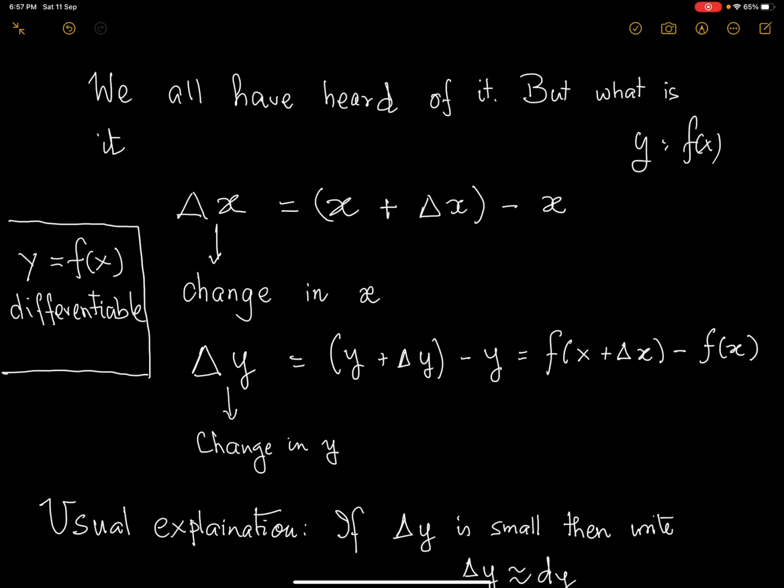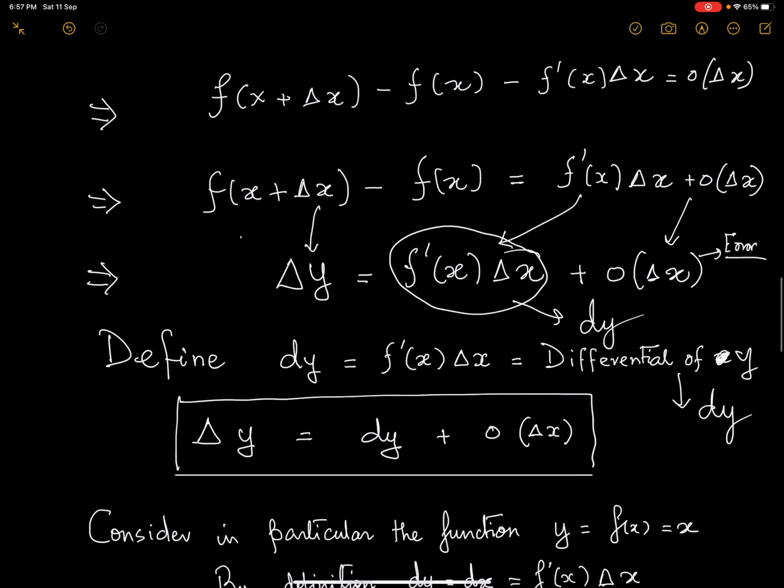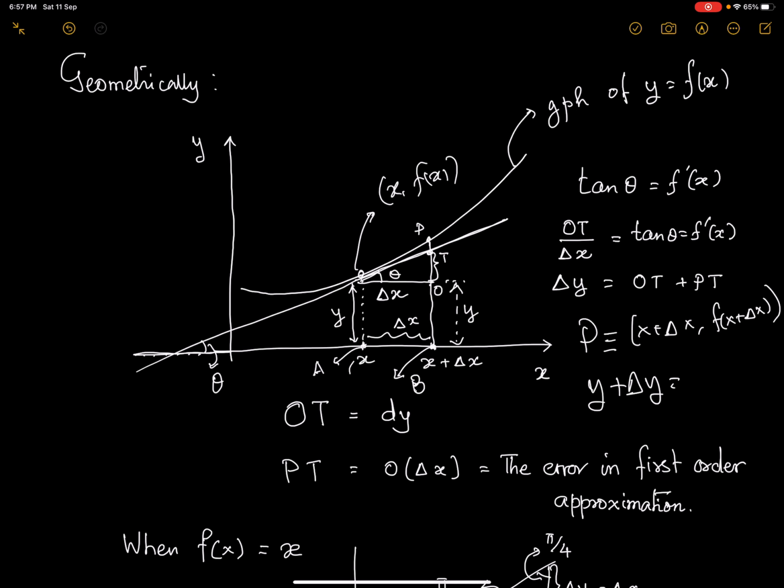So y plus delta y is exactly equal to this, and this is exactly equal to this. So y plus delta y is your f of x plus del x, right? Now what is your delta y? What is y? Y is OB. So delta y is OP, and OP is nothing but OT plus PT. So PT is your error.